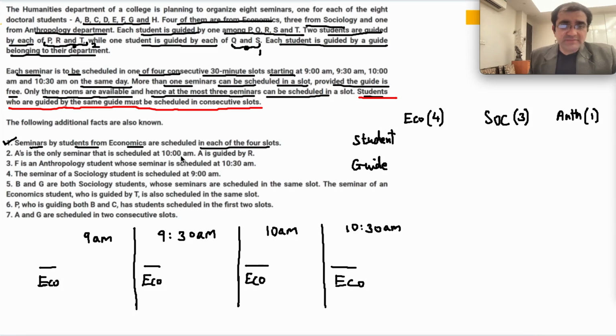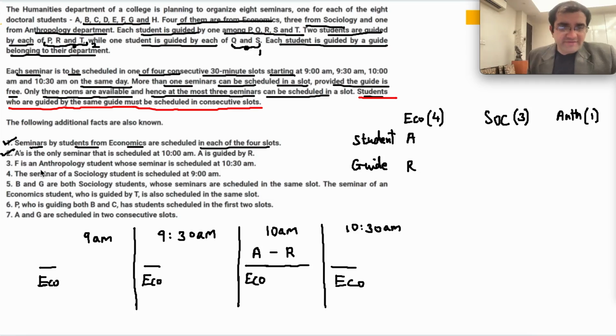A's is the only seminar scheduled at 10 a.m. A is guided by R. So if A is the only student at 10 a.m., A has to be an economics student. एक ही slot है, so इसका line यहीं complete कर देते हैं. A is guided by R. So A is a student, उसका guide is R. That means R has one more student, so that student will either be at 10:30 or at 9:30.